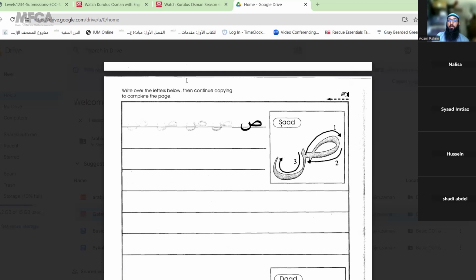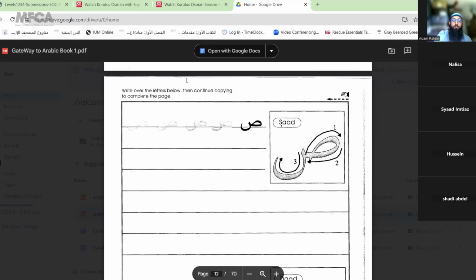This letter Sad that we have here is written in three steps, as you can see. You start going 1, 2, 3. All right, 1, 2, 3 for the letter Sad. Generally most of you have been doing really well with your writing, alhamdulillah.